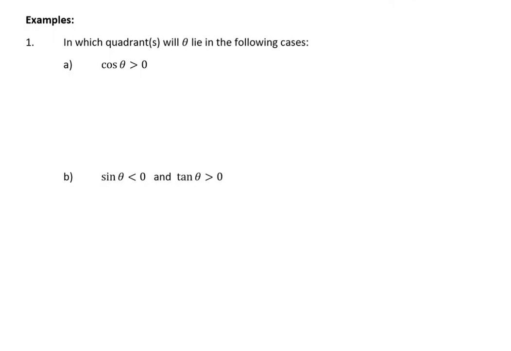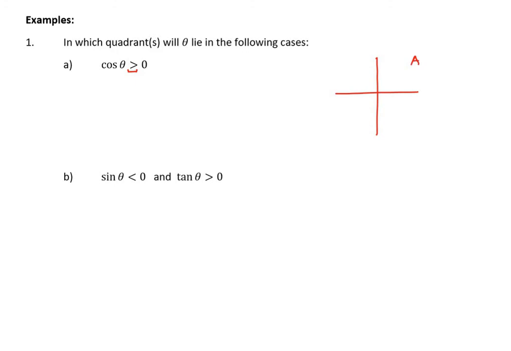Right, let's just finish off with some examples. Let's do, first of all, this idea of the quadrants. We'll leave the definitions of trig because we're going to use them later on. Let's just look at this idea of quadrants. This question says, in which quadrants will theta lie in the following cases? So in case A, it says, where is cos? And this symbol means greater than 0.